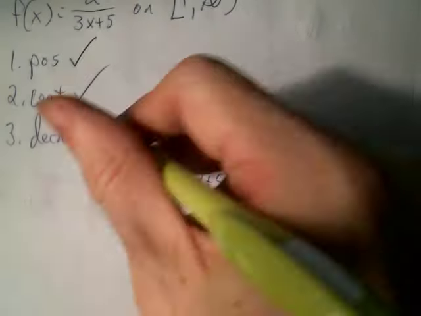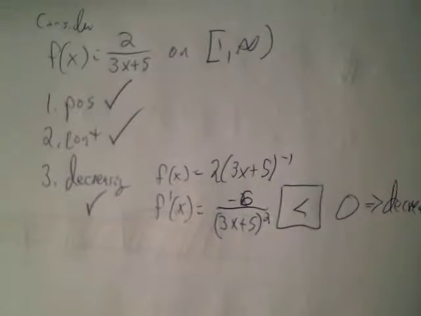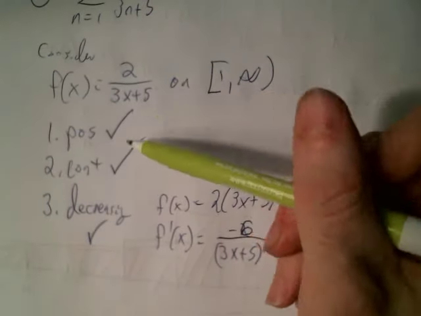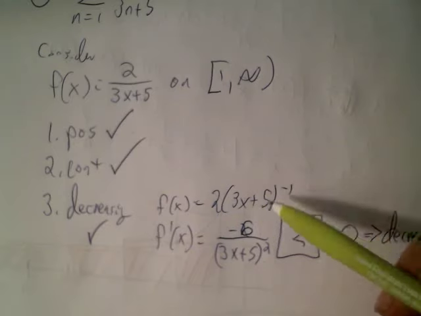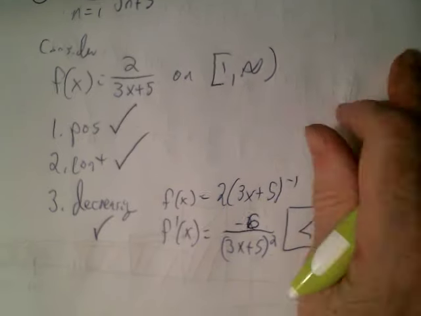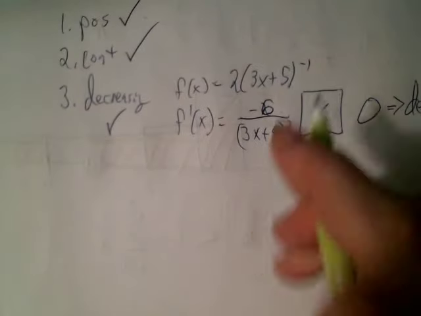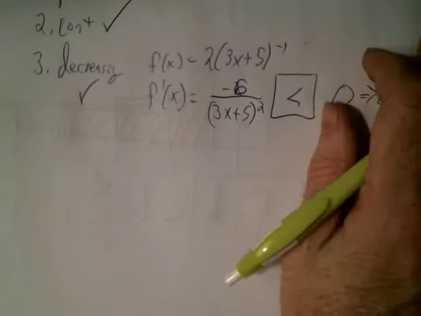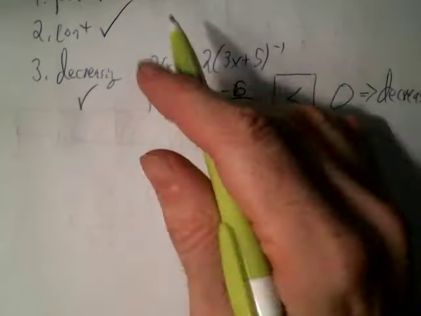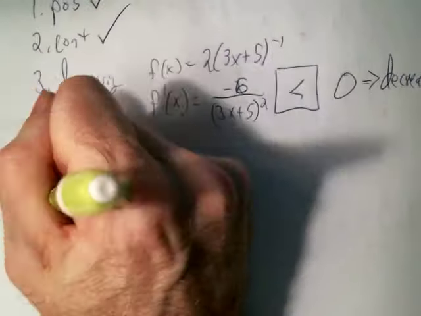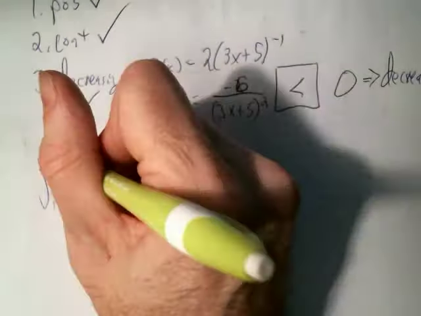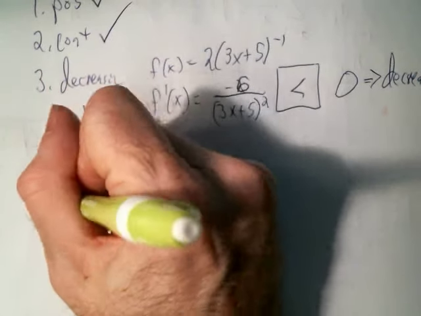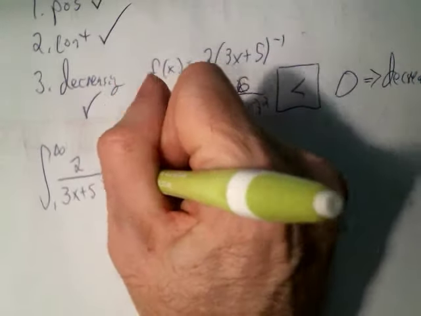Okay, so we have all three of these requirements holding. On tests, I usually just take these for granted, and I'll probably ask you to prove it's decreasing just to give you some more practice with taking derivatives. All right. Anyways, once you have these three criteria fulfilled, you can go ahead into your integral. So we're going from 1 to infinity of 2 all over 3x plus 5 dx.